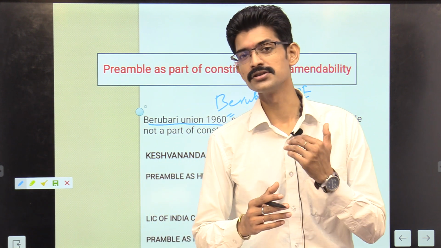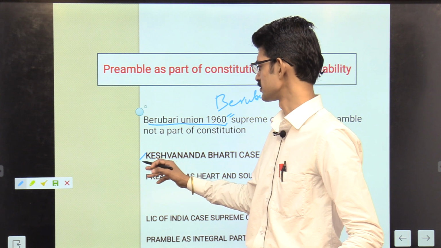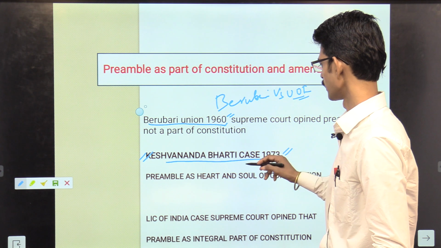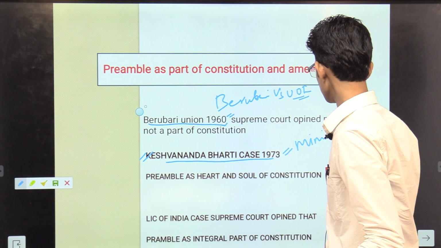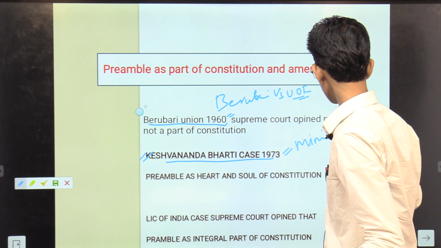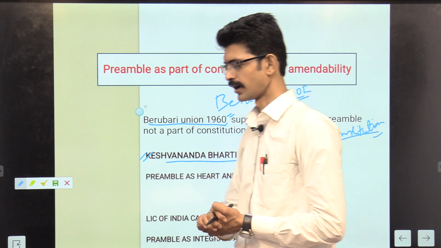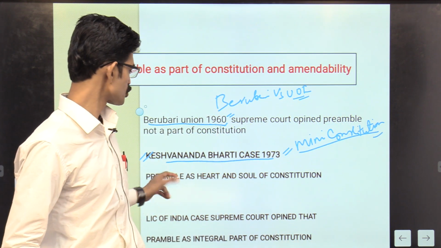Now the basic structure of the Constitution was again quoted in the next case, the Kesavananda Bharati case of 1973, and that led to the creation of various amendments, and it is called the mini constitution. We called it the mini constitution. And the Preamble becomes the heart and soul of the Constitution.